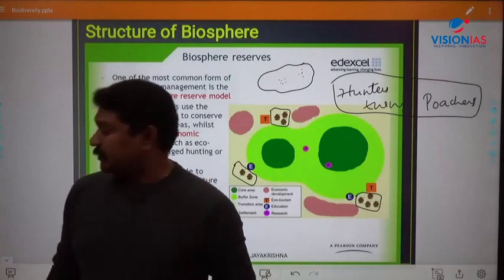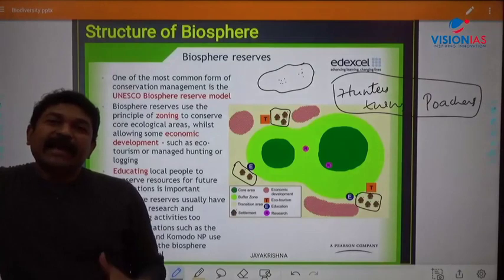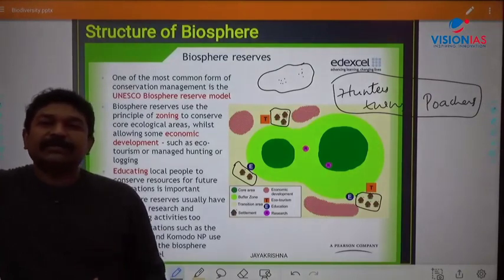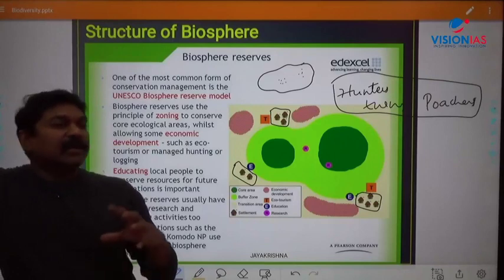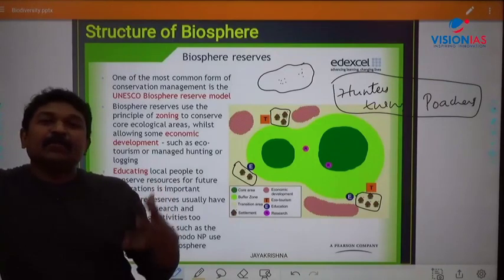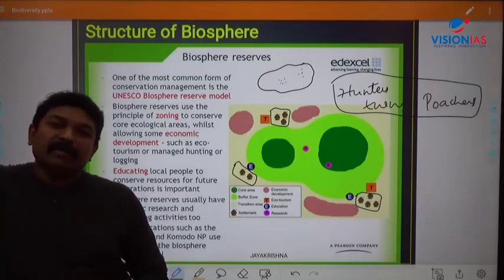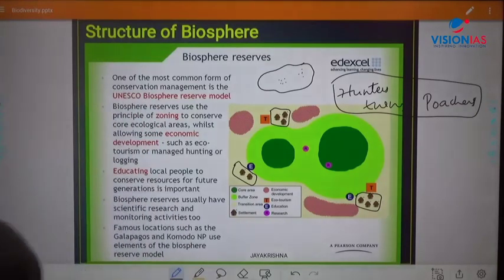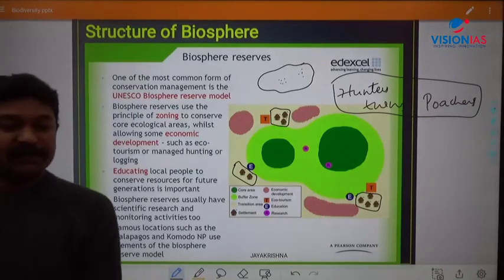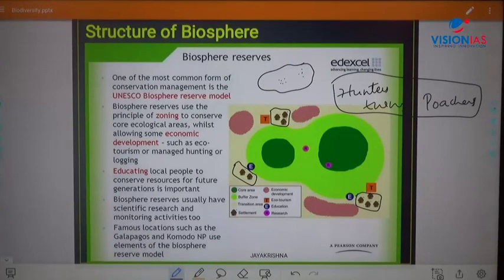A question can be asked like this: hunters turned poachers, explain how to avoid this situation. In order to stop hunters turning into poachers, the government has to take certain steps. What are the steps taken by the government? If this is a question, first of all you should know what hunting is and what poaching is. If you don't know the difference, you are simply unaware of what to write in the exam.